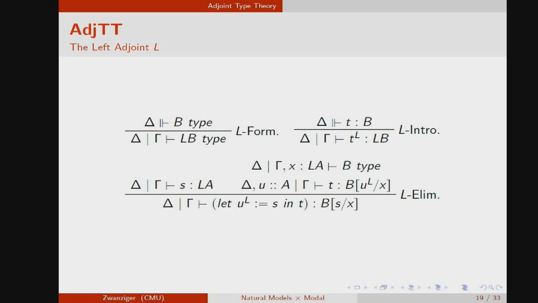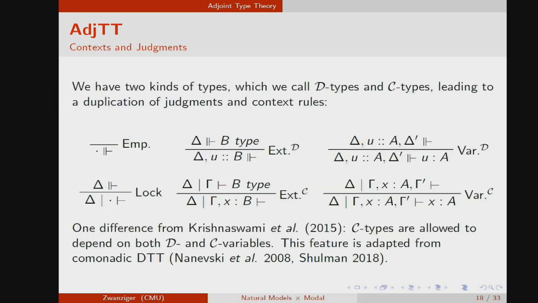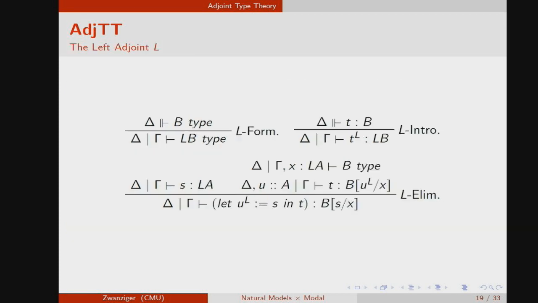Okay, and semantically, what do we think of a judgment like this, which depends on D variables and C variables? Well, actually what that context will be interpreted as is you have an interpretation of the D part of that context, and then you port it over into C with the left adjoint, and then you build the rest of the context on top of that.